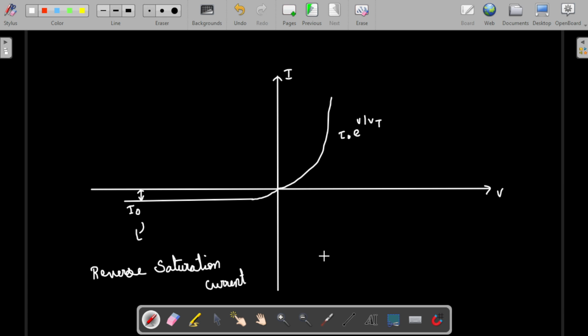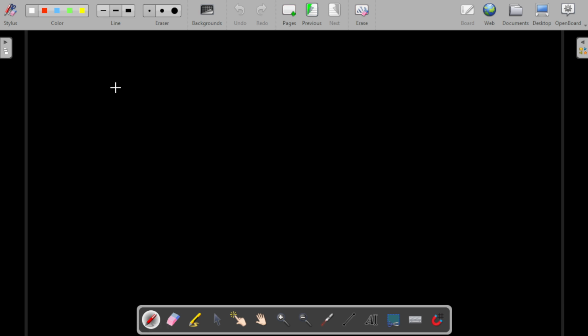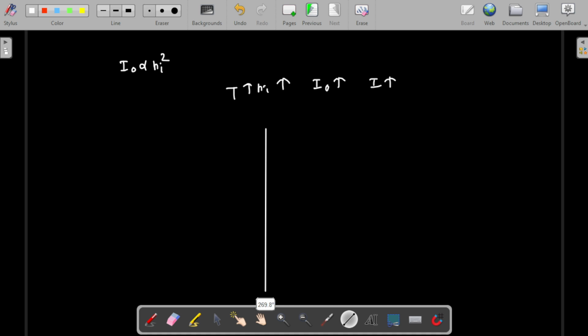Based upon this observation, we can take plenty of things. Like, this I naught will vary very much depending on temperature. This I naught will be directly proportional to Ni square, that is the intrinsic carrier concentration. So if T increases, Ni increases. If Ni increases, I naught increases. If I naught increases, the diode characteristic curve will increase. So let me draw a curve. This is only in the reverse bias condition, because in forward bias, the negligible small increase in this current will not contribute much.